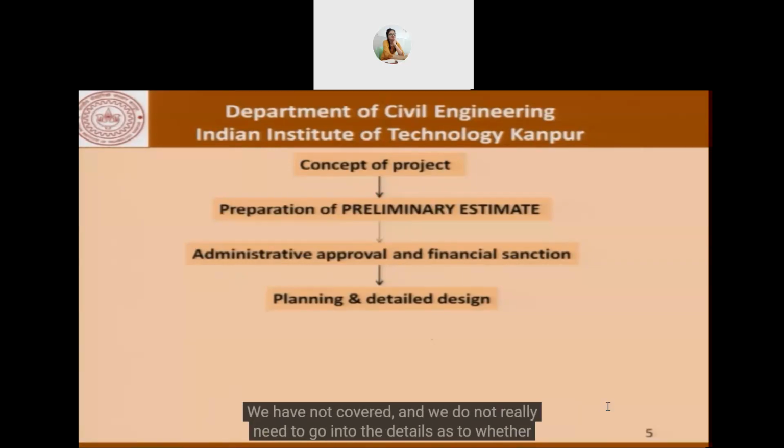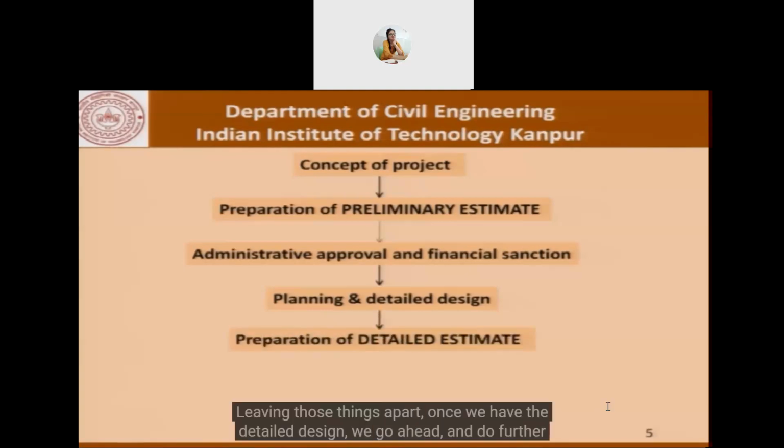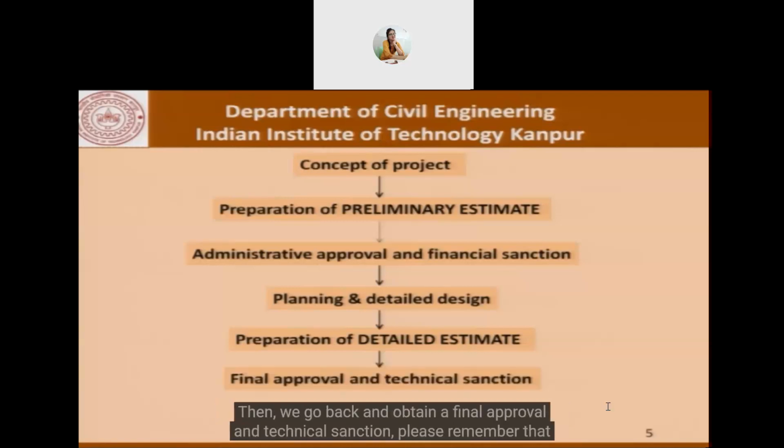We don't really need to go into the details of whether an architect will be involved, or which agency will carry out the preliminary estimate or the detailed estimate. Leaving those things apart, once we have the detailed design, we carry out the detailed estimate. That gives us the actual amount of funds likely to be involved in the construction of that project. Then we go back and obtain a final approval and technical sanction.